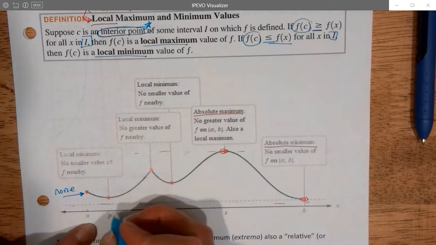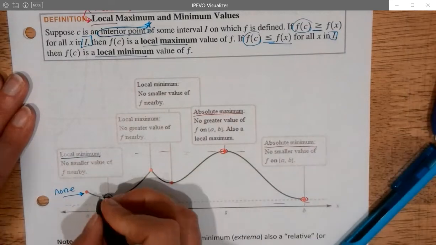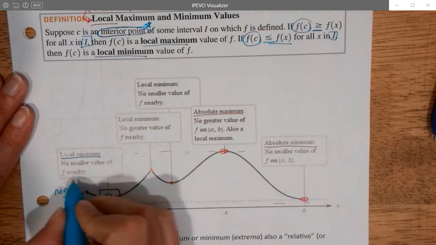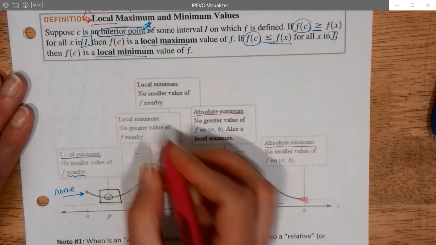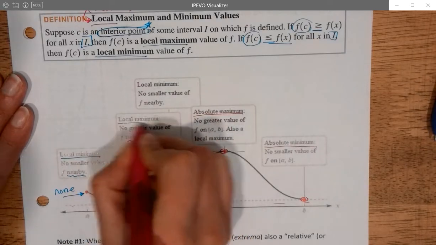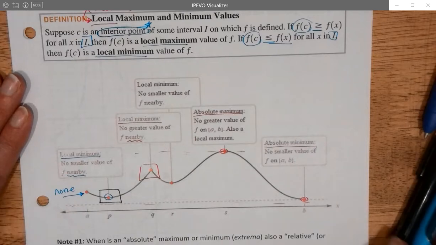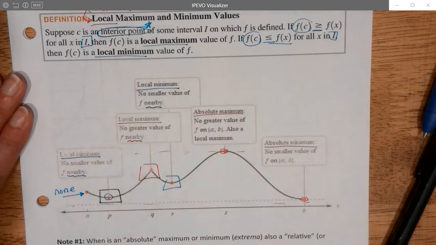This point at point P is a local minimum because in an interval around it, just meaning some bubble around it, it is the lowest point. There's no smaller value of f nearby. If I look at the point at Q, again, it is the highest point in an interval. There's no greater value of f nearby, so it's a local maximum. And then I have another local minimum at R. There's no smaller value of y nearby, or f of x nearby.